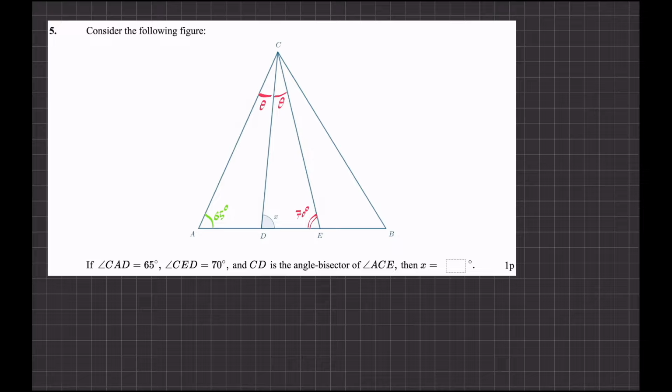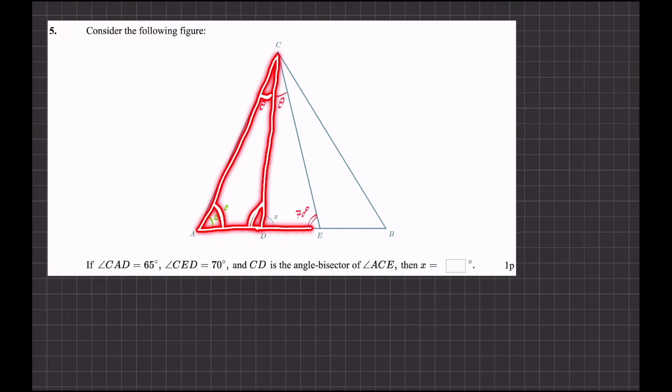Okay, now my goal is to find this angle x. Okay, so the first thing that I observe is that this angle x is an exterior angle for triangle CAD. Why is that? Because if you look at this triangle, this angle is an interior angle, this angle is an interior angle, this angle is an interior angle. If I extend this side on the right, this angle that is outside my triangle here is an exterior angle.